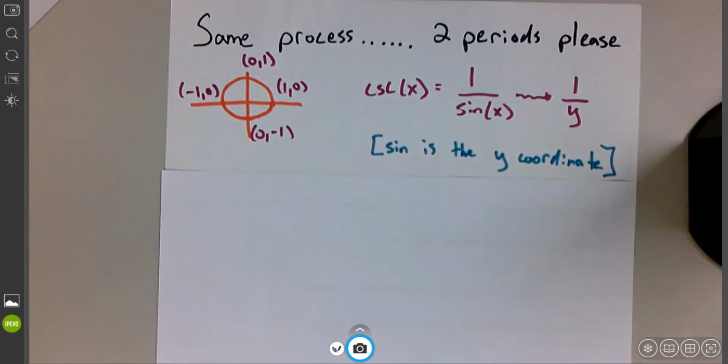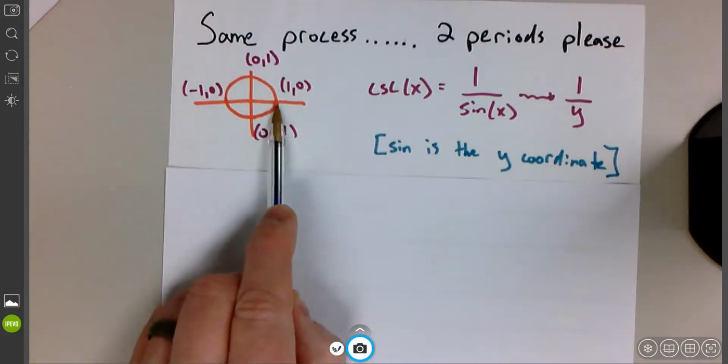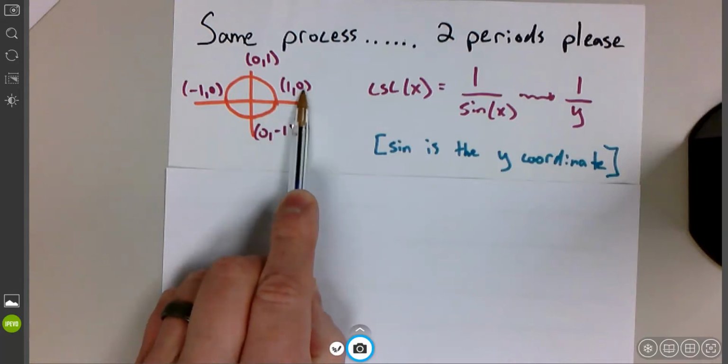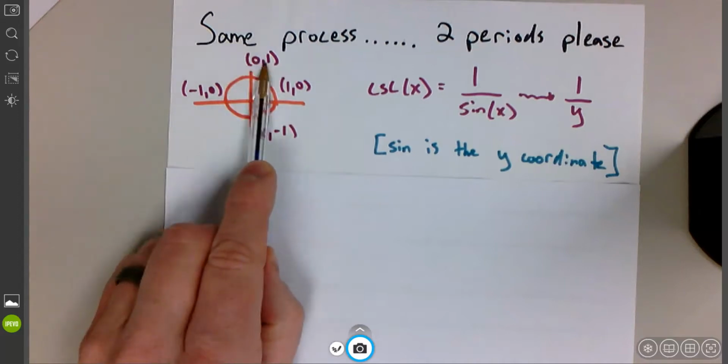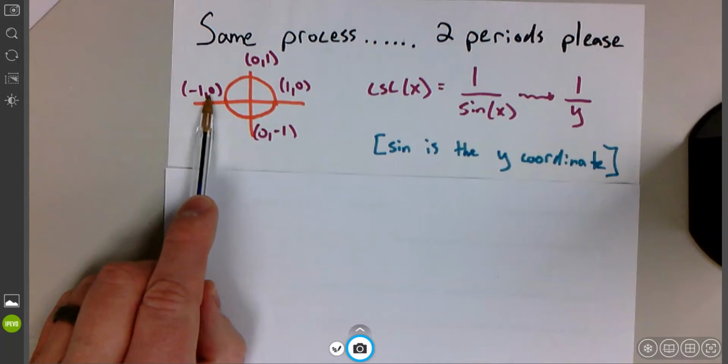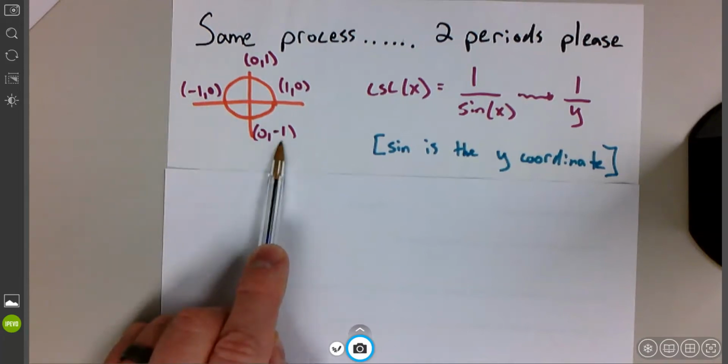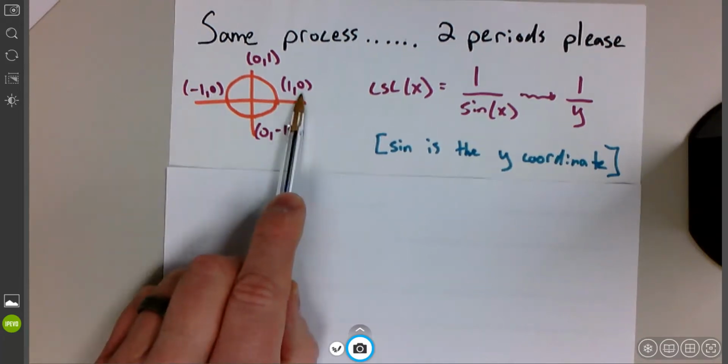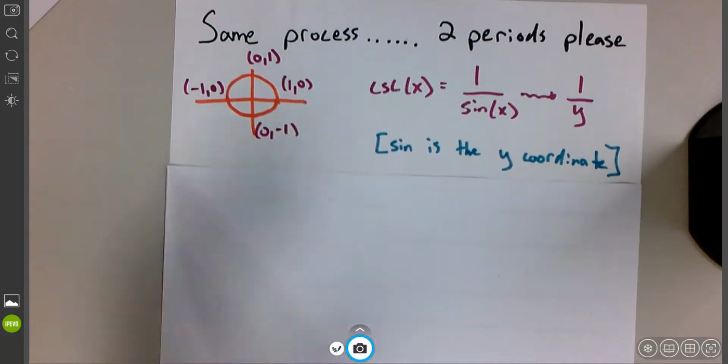So we have to remember, for cosecant, we are 1 over the y-coordinate. Sine is the y-coordinate. Cosecant is 1 over sine. So as we go around, 1 over the y-coordinate. No good. There's going to be vertical asymptotes on these as well. Okay. 1 over the y-coordinate. Just 1. Asymptote. Negative 1. Another asymptote.